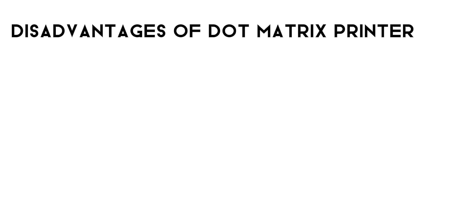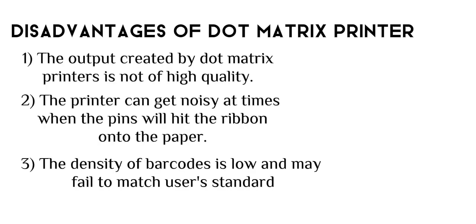Disadvantages of dot matrix printer. The output created by a dot matrix printer is not of high quality. The printer can get noisy at times when the pins hit the ribbon onto the paper. The density of barcodes is low and may fail to match users' standards.